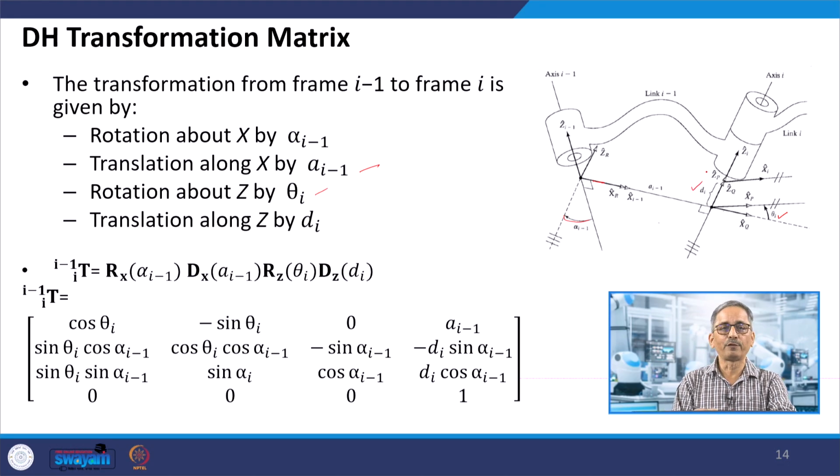All these 4 operations, if I represent with the help of matrices, the rotation about x by alpha i minus 1, then translation along x by a i minus 1, rotation about z by theta i and translation along z by d i, and I substitute these matrices, then this is the transformation matrix I get. So, this transformation matrix describes a link as well as the connection between this link and the neighbor link.